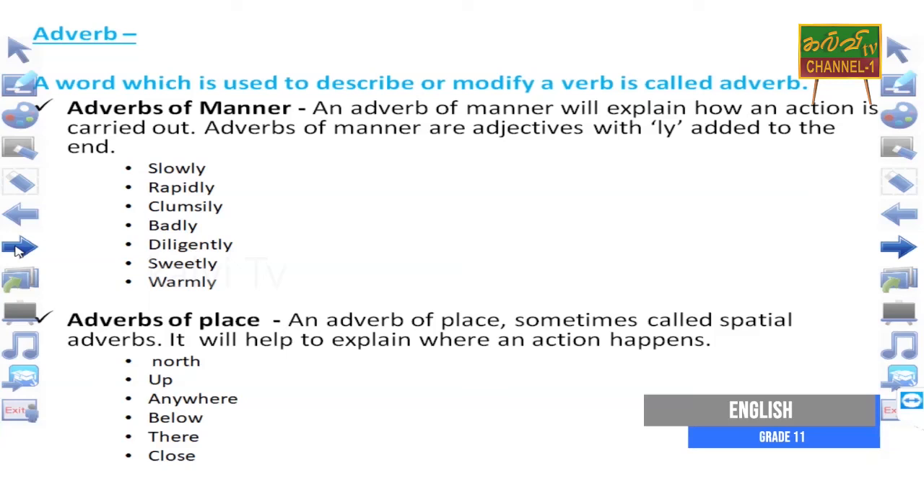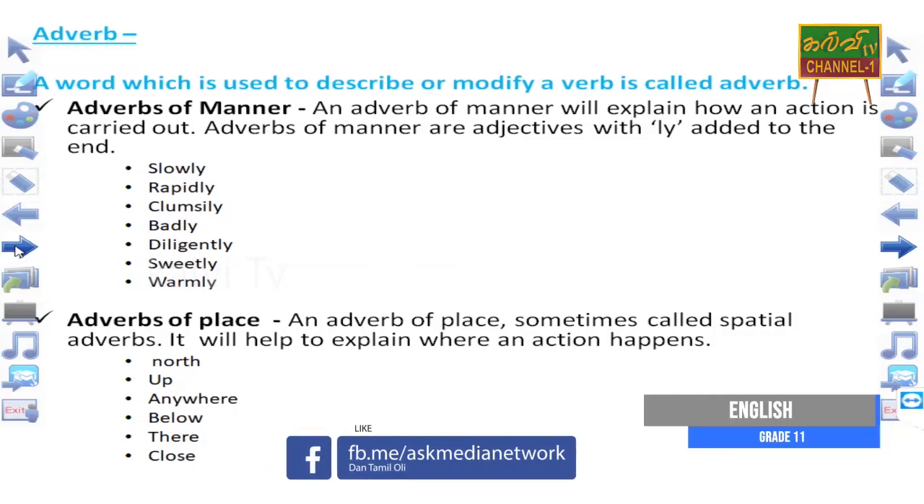And if you look at the adverbs of place, an adverb of place, sometimes called spatial adverbs, will help to explain where an action happens. Here, north. He is coming from the north part. Up, anywhere, below, there, close. These are some examples.